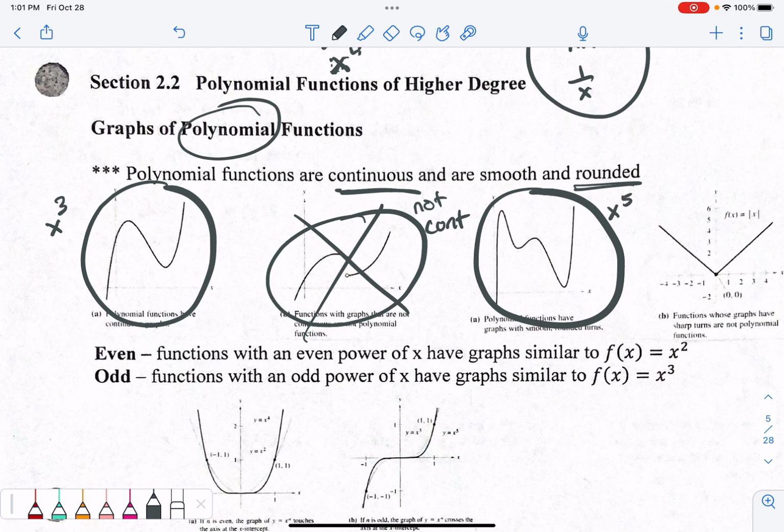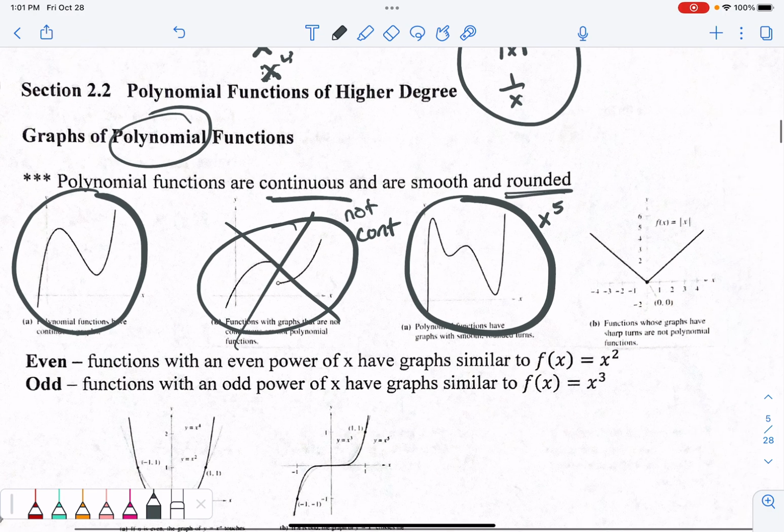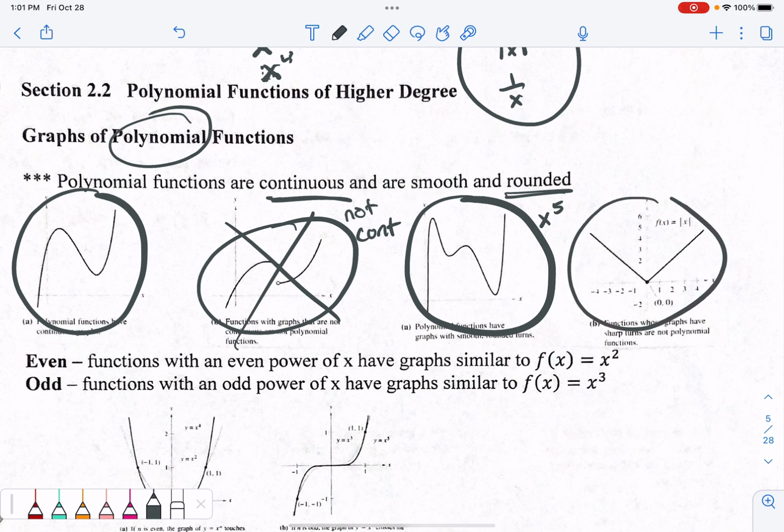It goes in opposite directions, so it's got to be a 5 or an odd number. And the fact that it has a bunch of bubbles. This one's absolute value, but is it a polynomial? No, because it is not rounded. It comes to a tippity tip at the bottom. Not rounded. Okay, so polynomial functions.